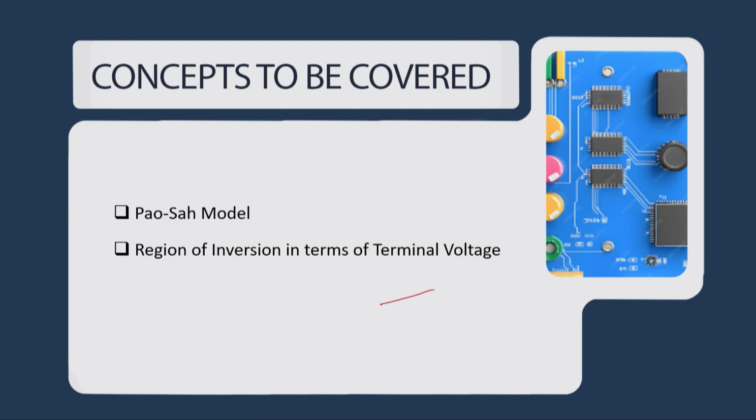Meaning we do have a MOSFET. In general, we do have 4 terminals. One is drain, one is source, one is gate and another is body. So we need to represent our inversion, whether we are in weak inversion, moderate inversion or strong inversion, in terms of these terminal voltages.